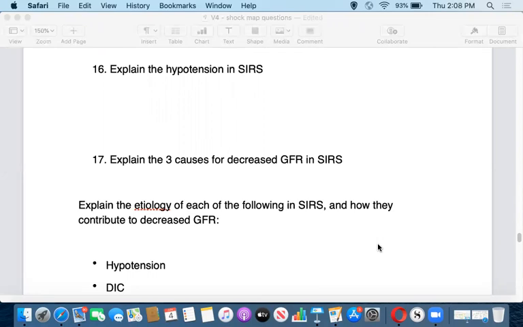Or maybe it's the other problem with DIC, and it's the microemboli, and they've got some microemboli in the vessels carrying blood to the kidneys. So now the kidneys aren't being perfused because of the emboli. That could certainly decrease GFR.